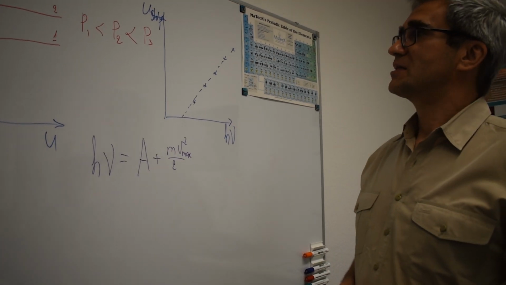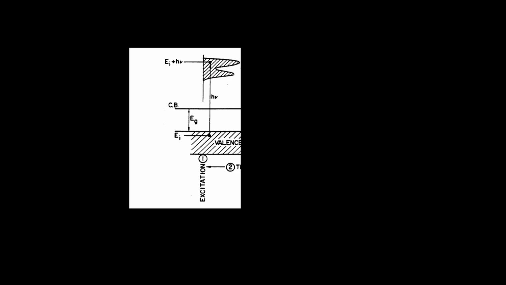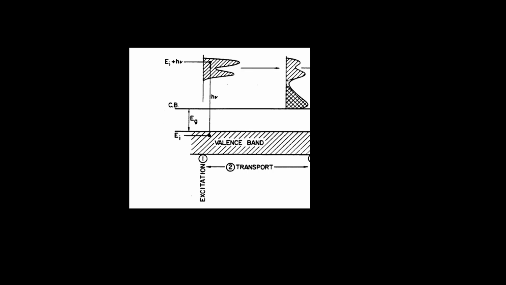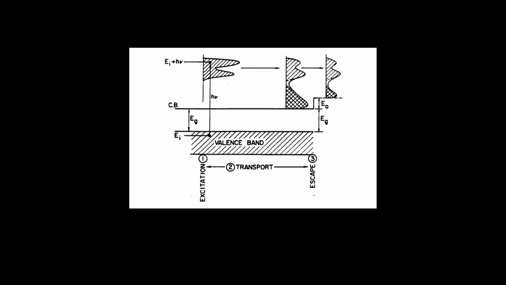Okay. So now let's consider something called the three-step model. The three-step model was proposed in 1958 to better explain the process of photoemission of electrons. Essentially, it takes into account the spread of the electron energy in the process of excitation of the electron after it absorbs the photon, then its transport, and then finally its escape from the photocathode.